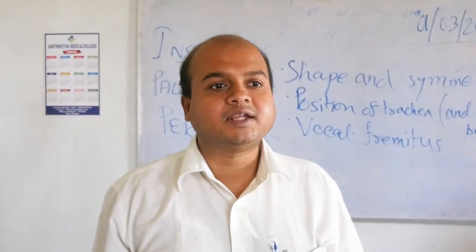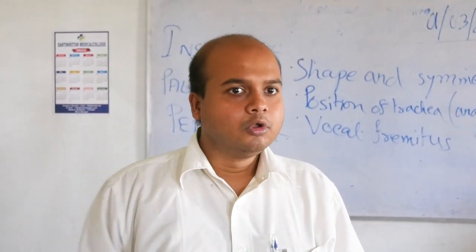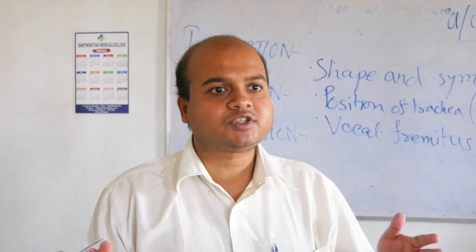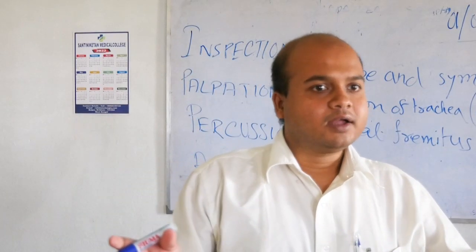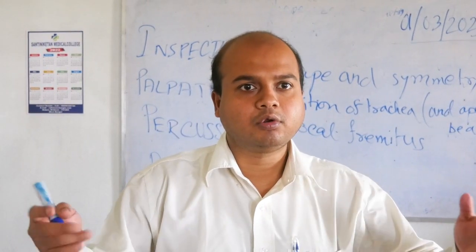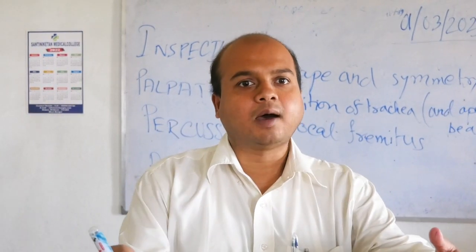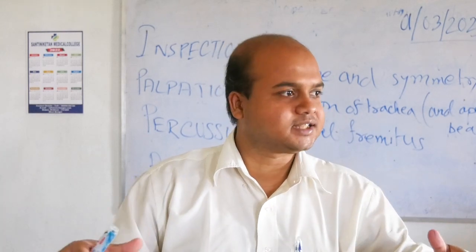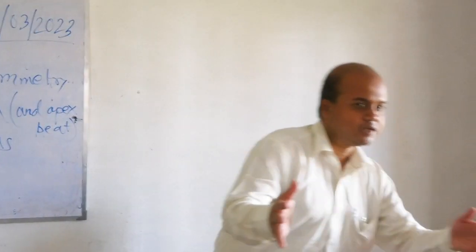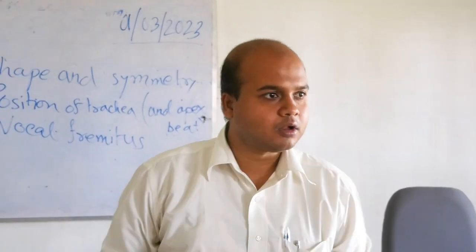Now, how to do shape and symmetry? We will show during demonstration, and then you have to practice yourselves. Proper exposure is already done, nothing to repeat. We support the chest wall with four fingers except the thumb, on the lateral chest walls of the subject. We are standing in front.